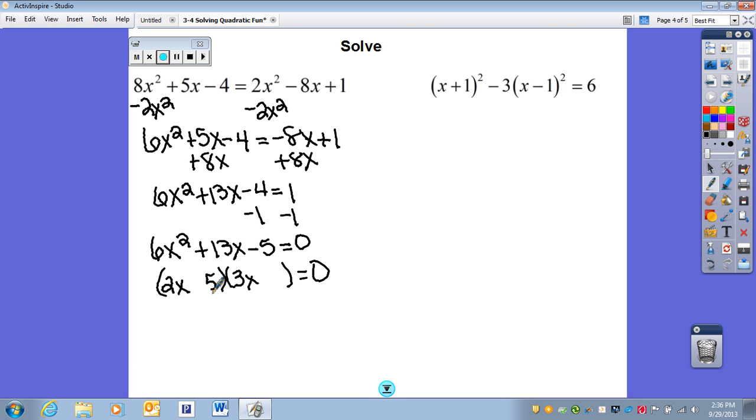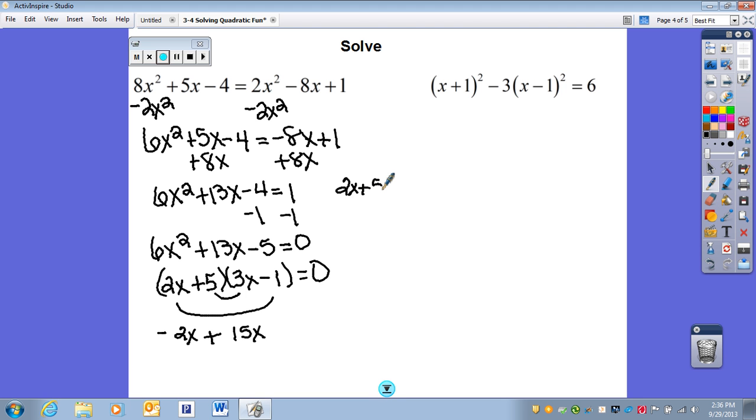So I'm going to reverse those and put my 5 here and my 1 here. Because when I multiply my outside terms together, I get 2x, and my inside terms together, I get 15x. And I want one of these to be positive and one of these to be negative in order to get my middle term of 13x. So -2x plus 15x gives me 13x. So I want this to be plus and this to be minus. Now we're going to set each of those equal to 0.